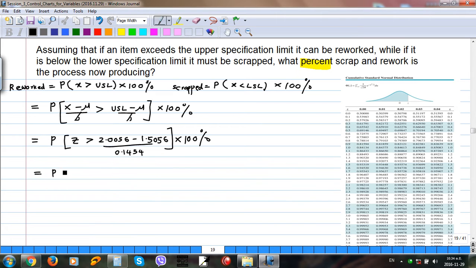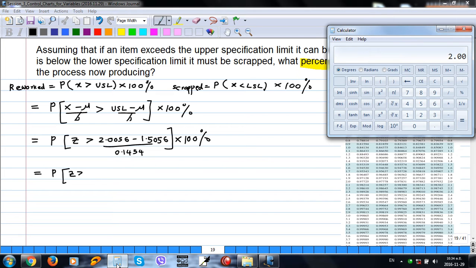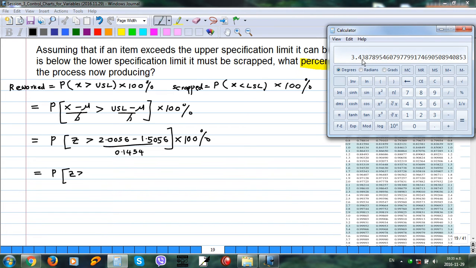Then P of Z greater than (2.0056 minus 1.5056), that is 0.5, divided by 0.1454, that is 3.4387. It means we can assume 3.44.